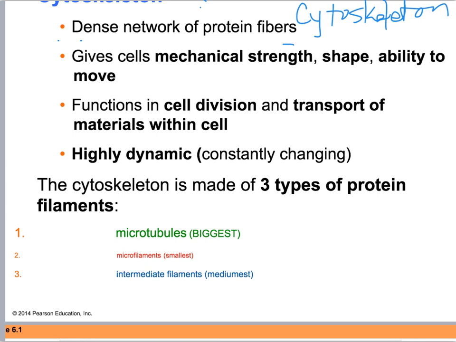And the three types of proteins that are involved in the cytoskeleton, the biggest ones are called microtubules, and they're actually hollow tubes. The smallest one is microfilaments, and then there are some that are kind of in between those sizes, and those are the intermediate filaments.